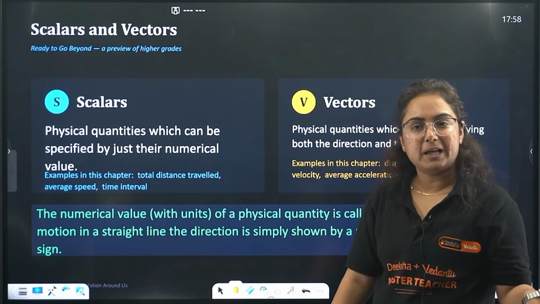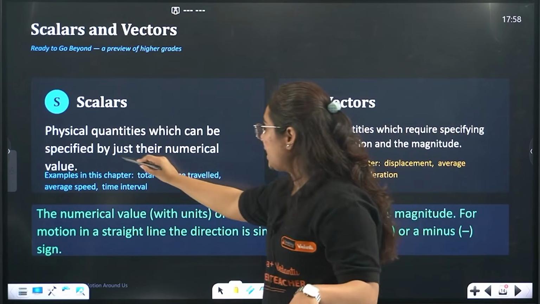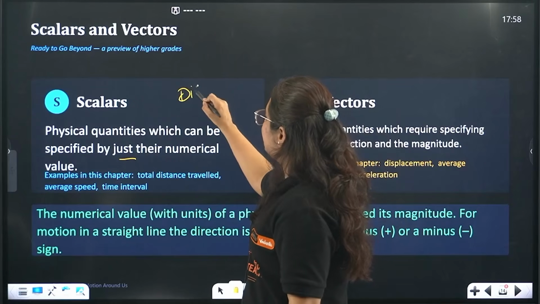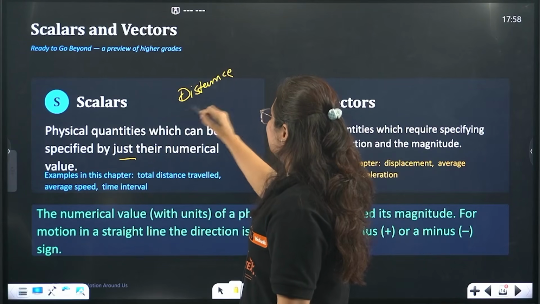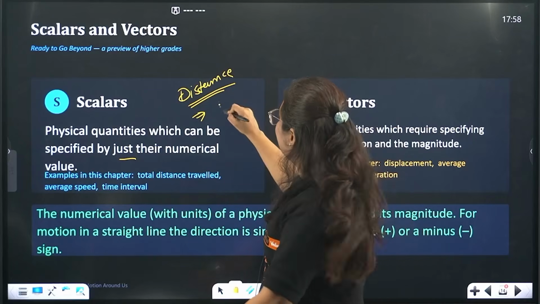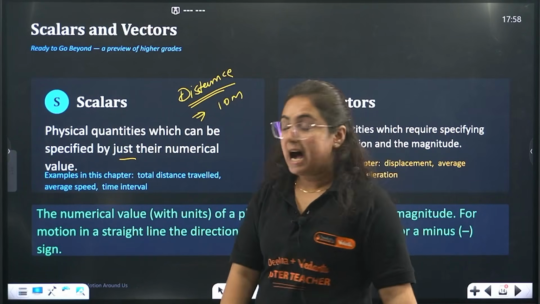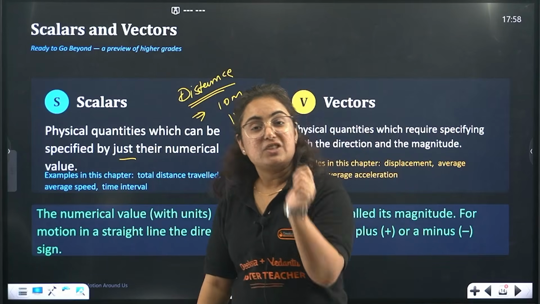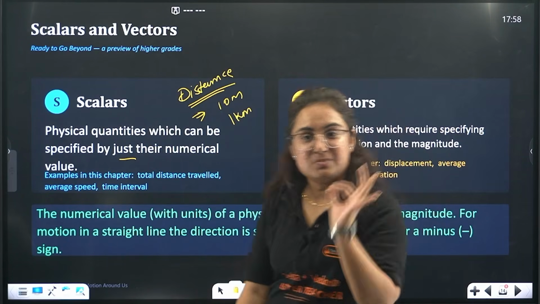Now what is scalar, beta? The physical quantity which can be specified just by its numerical value, like distance. Distance can only be explained in its numerical value. I walk for 10 meters, I drive for 1 kilometer. This is distance, which can only come with a number, with its magnitude.